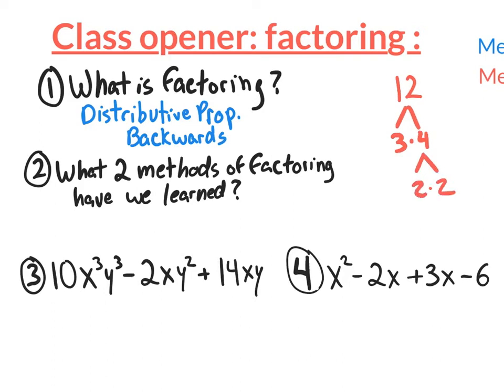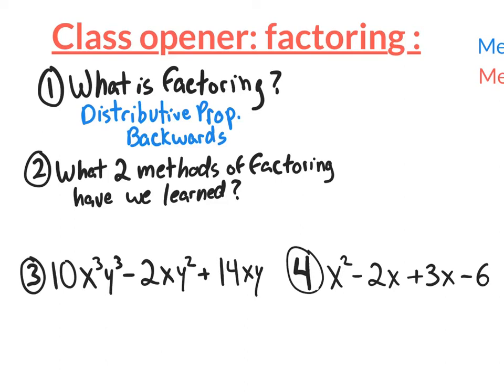So factoring is not just a reverse distributive property, but it's really like taking a value and then creating multiplication out of it, right? But in this case, since we were distributing a monomial into a polynomial, the very first method of factoring that we learned was pulling out the GCF, which is simply distributive property backwards. Anyway, number 2, what methods of factoring have we learned so far?